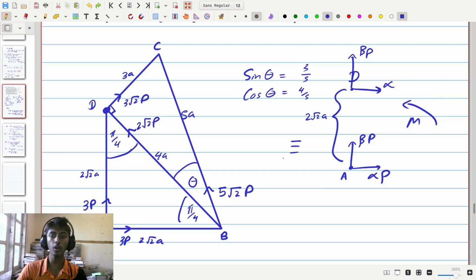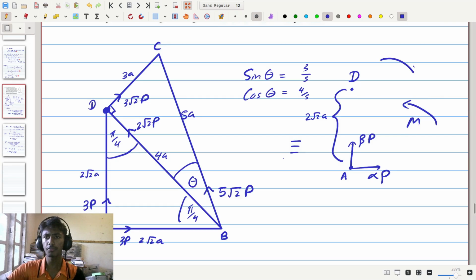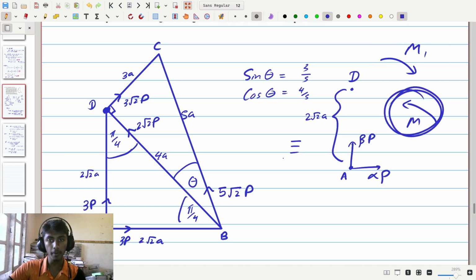So therefore, if we add a total moment, let's say m1, then m1 must be equal to the moment m plus the additional moment in the clockwise direction needed to get rid of all of the moment caused by this alpha p force at the point A. So basically, we need alpha p times 2 root 2a plus the moment m.